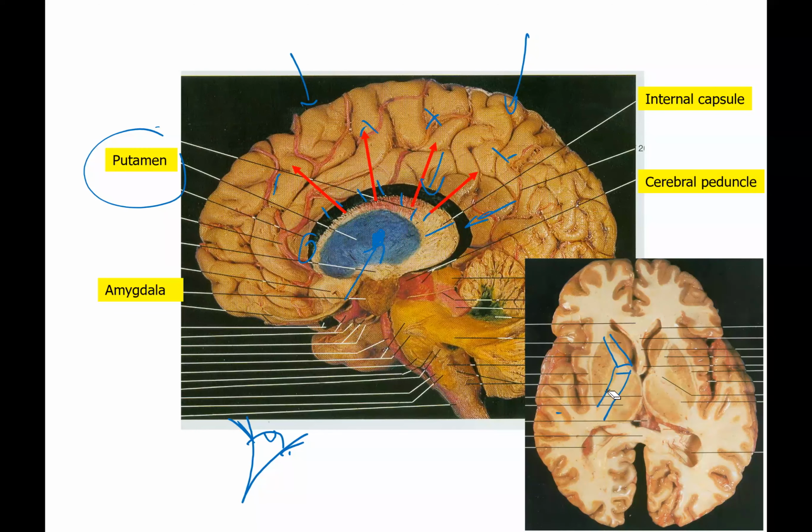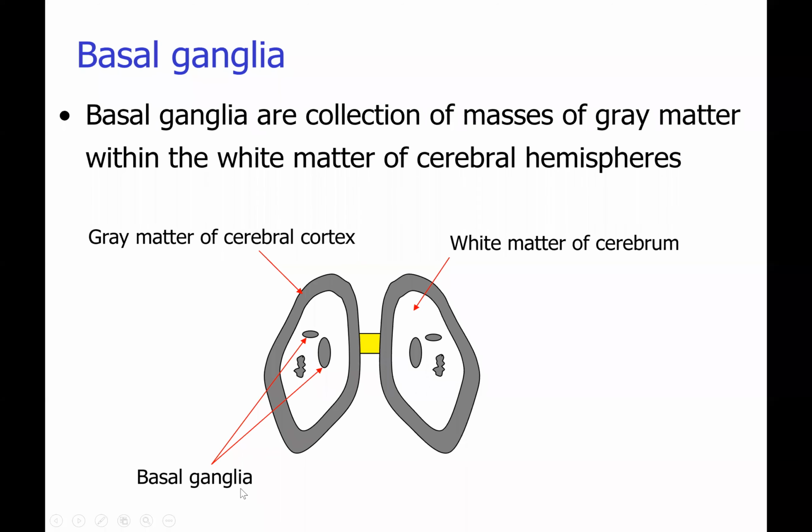Now in the previous diagram, I was trying to show you that the internal capsule will have motor fibers occupying the genu and the anterior part of the posterior limb, and the sensory fibers will occupy the posterior end, and the optic fibers, they are also sensory, further behind. So we'll come back to it later anyway. This is to give you some idea about the internal capsule. Now we will talk about basal ganglia.